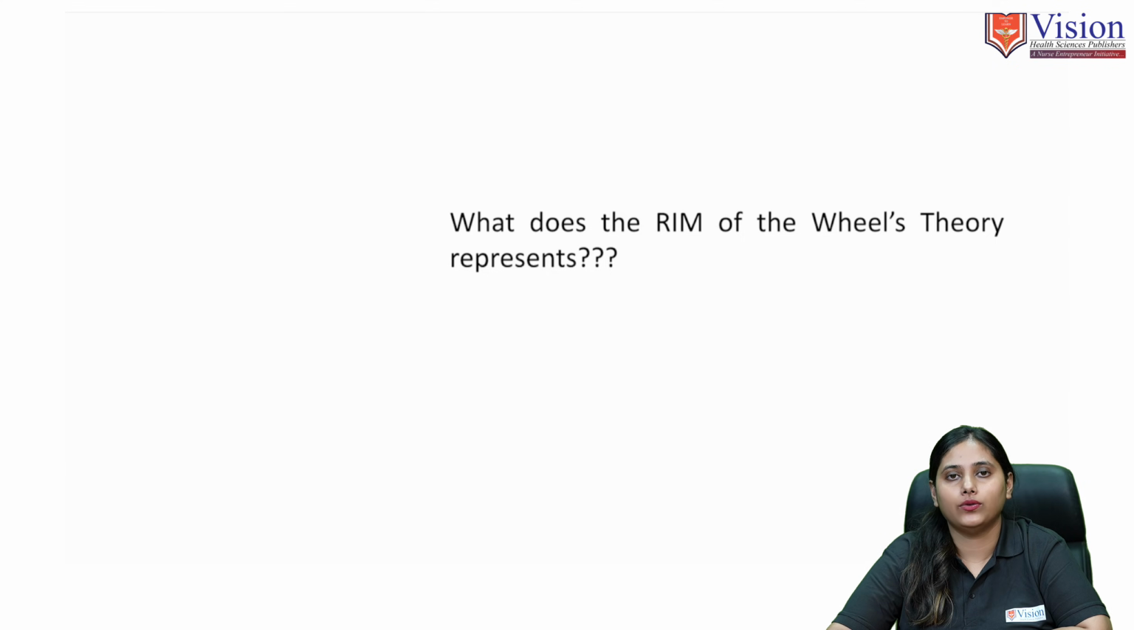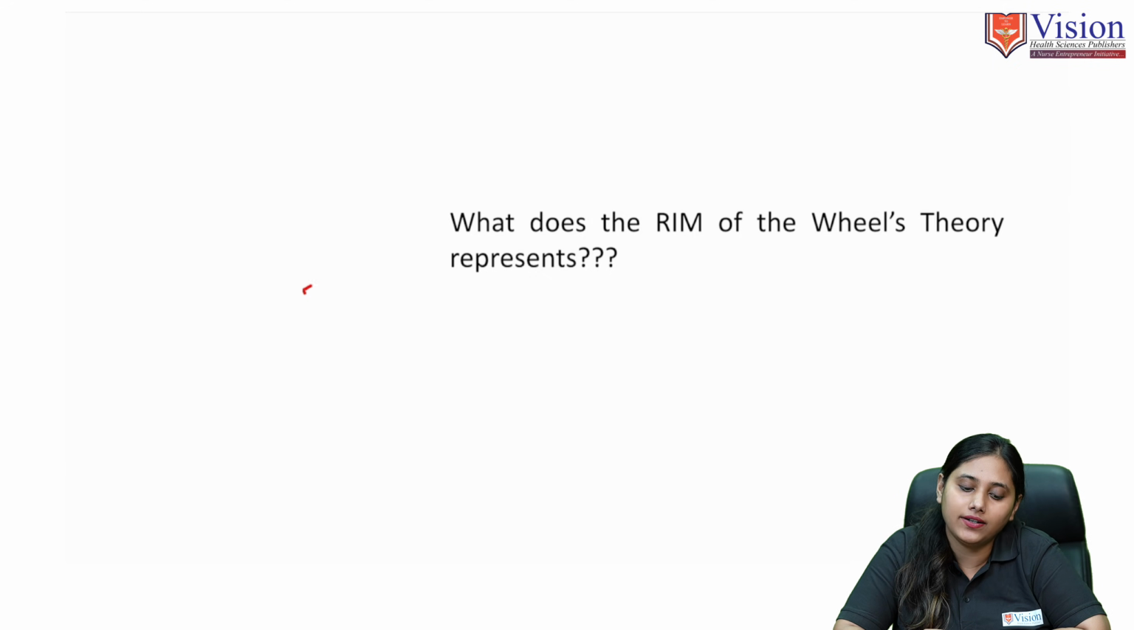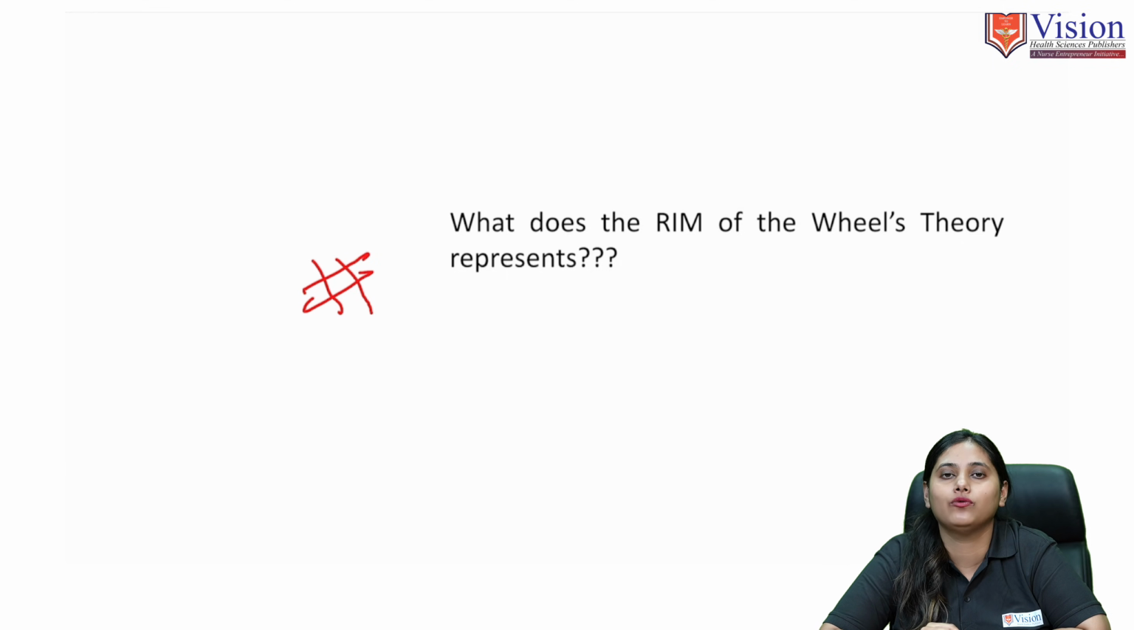So this is all about the theories of disease causation. At the last, I have a question for you. Comment down the answer for this. What does the rim of the wheel theory represent? I hope you will all be able to answer this question.